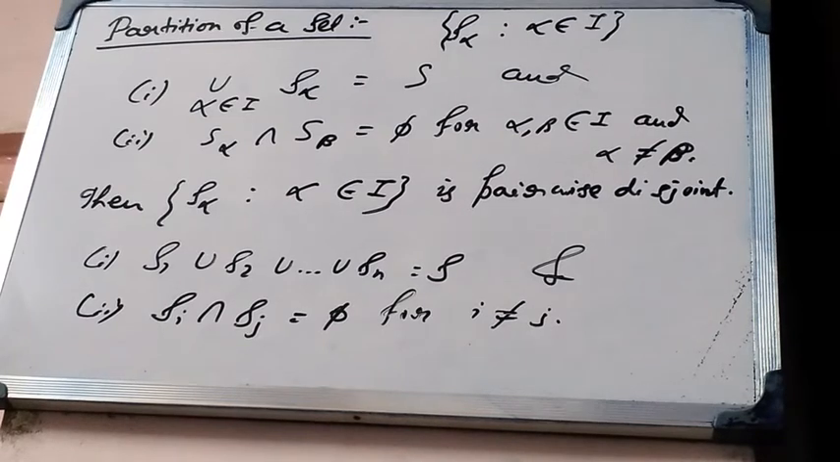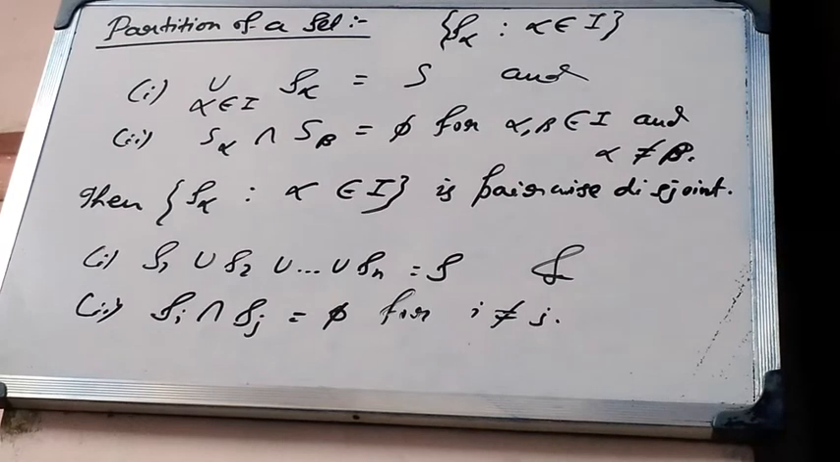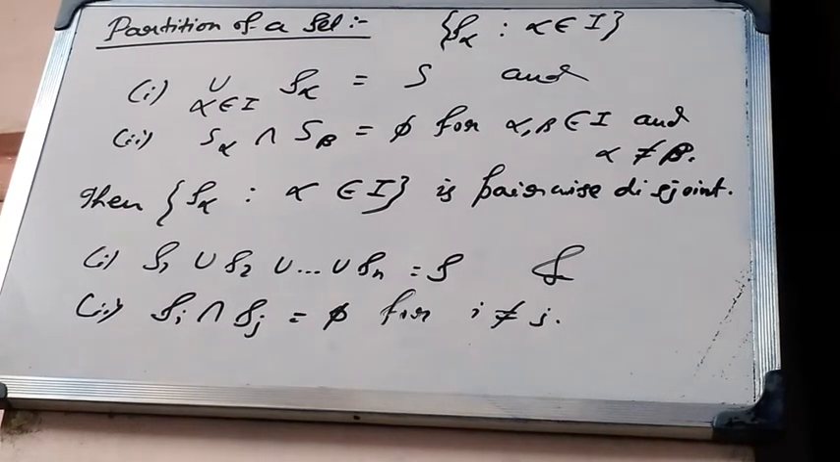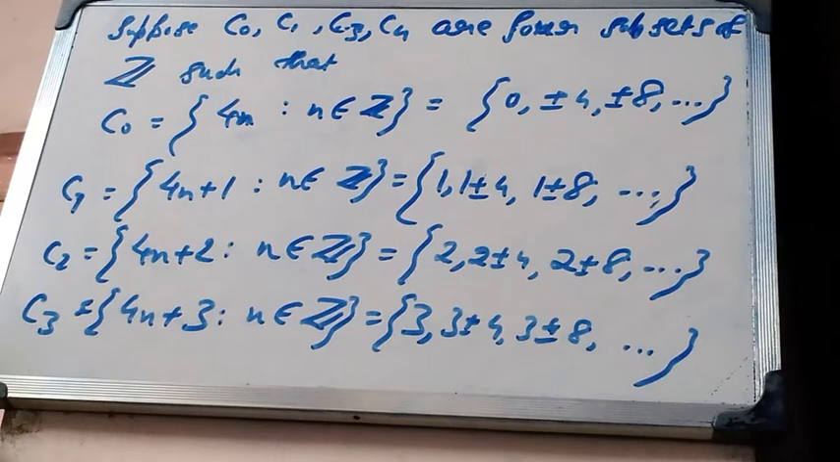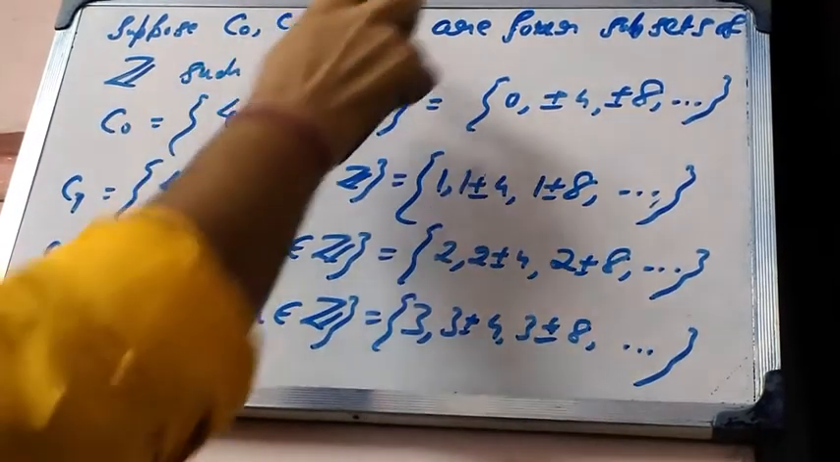The condition 2 says that the family of subsets S alpha such that alpha belongs to I is pairwise disjoint. In particular, a family of non-empty subsets S1, S2, up to Sn of the non-empty set S is said to form a partition of the set S if S1 union S2 union up to Sn is equal to the set S itself, and Si intersection Sj is equal to phi for each i, j belongs to the index set I and i not equal to j. Let's look at an example of a partition of a set. Suppose C0, C1, C2 and C3 are the four subsets of the set of all integers Z, where C0 is equal to C2 and C3.